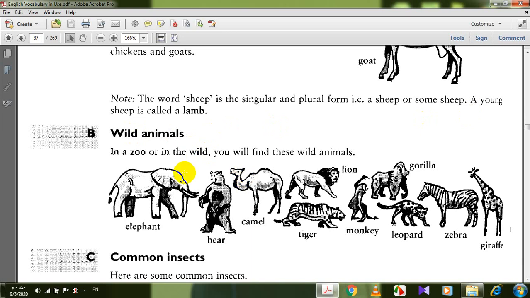Wild animals are found in zoos or in the wild. In a zoo or in the wild, you will find these wild animals. Like what? Like elephant, bear, camel, lion, tiger, monkey, gorilla, leopard, zebra, giraffe. Okay? Again, zebra, giraffe, gorilla, leopard, monkey, lion, tiger, camel, bear, elephant.